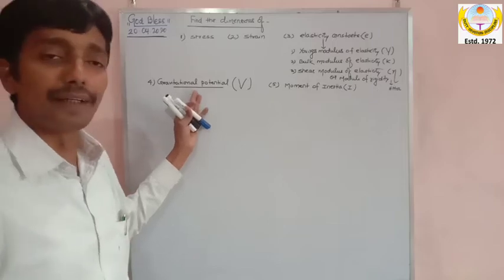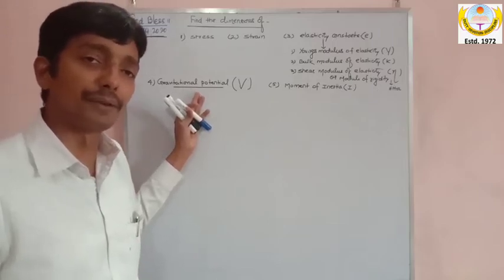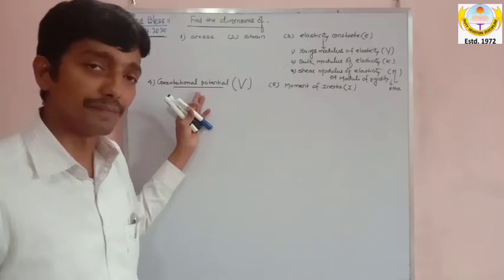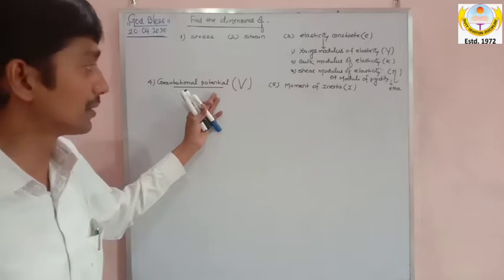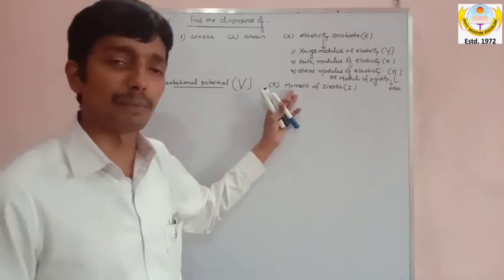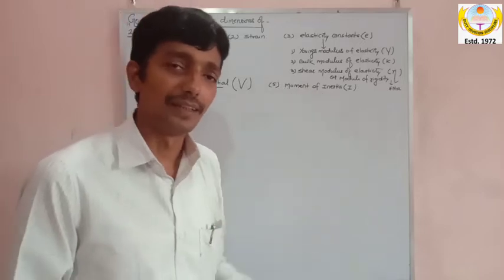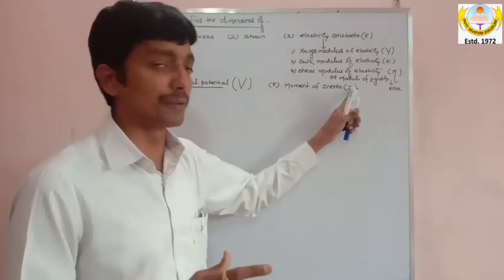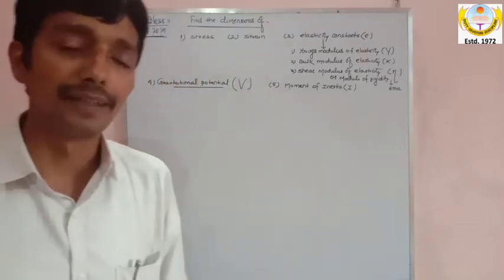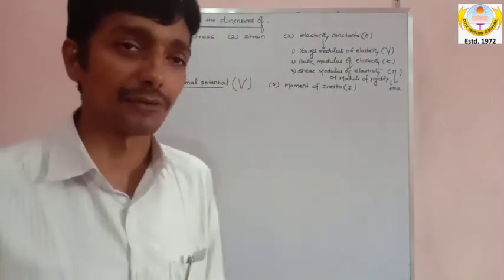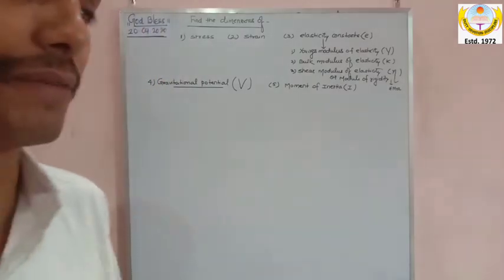The fourth quantity is gravitational potential. My dear, in the previous video I told about electric potential. Now we will see what gravitational potential is and what its dimension will be. And the last topic from my side is moment of inertia. My dear, moment of inertia is denoted by capital I. So these are the topics which we will discuss today. Let's start first with stress. What is stress? How will we find the dimension of stress?